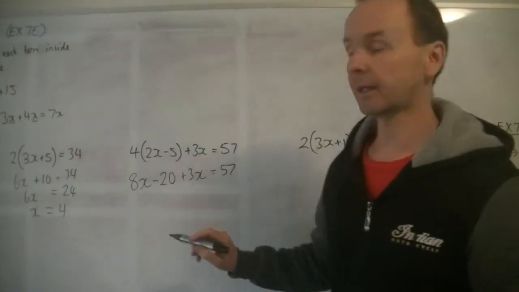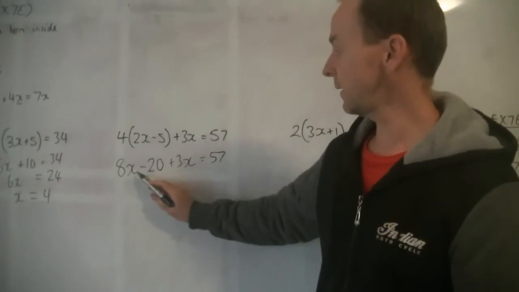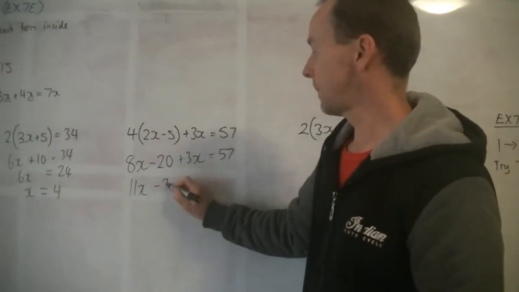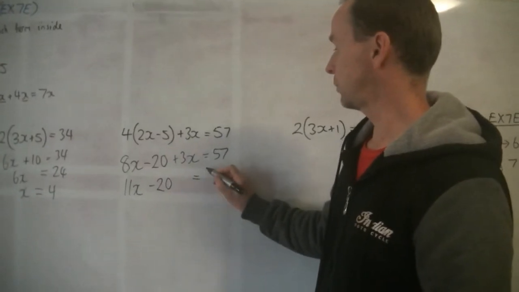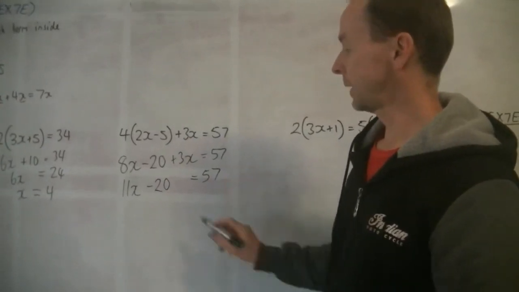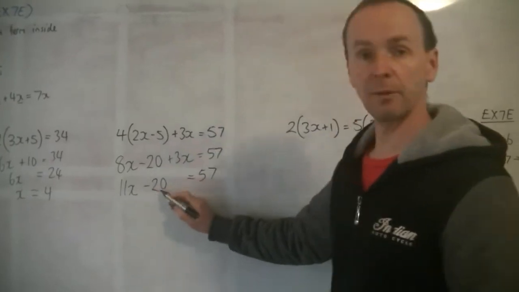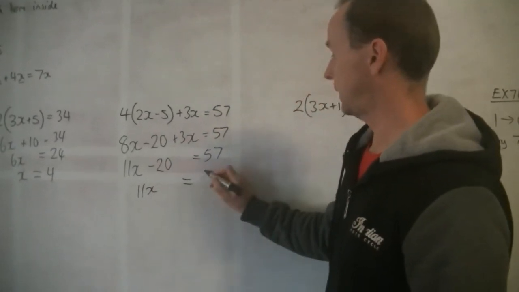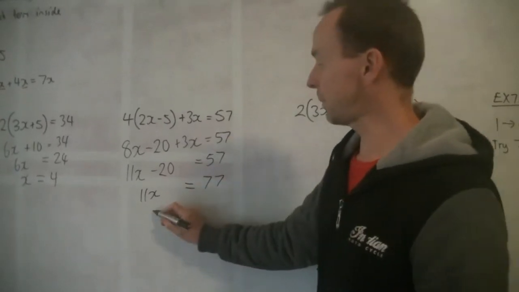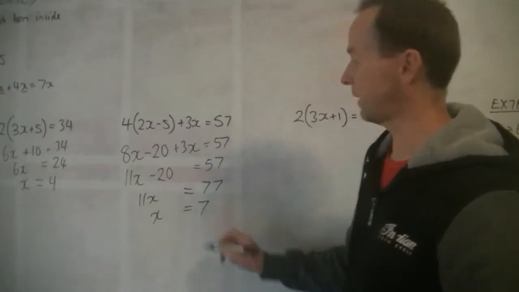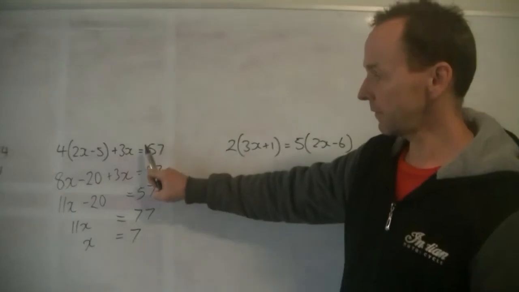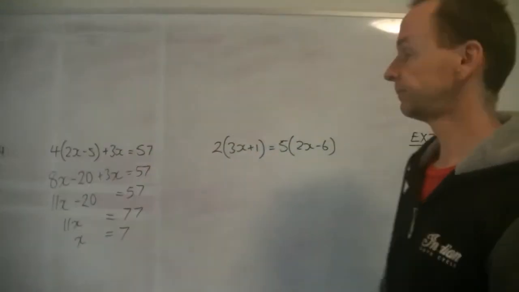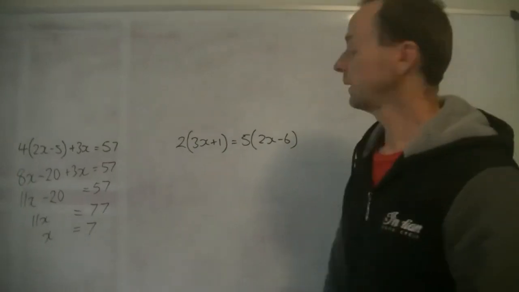So now we have to collect like terms. We've got 8x plus 3x is 11x. Minus 20 is equal to 57. Plus 20, remember we want to get rid of minus 20, so you have plus 20 to both sides. 11x equals 77. Divide by 11, and you get x equals 7. Note my workings out, show each step, and it's all nice and vertical. Excellent. Let's do the last one.